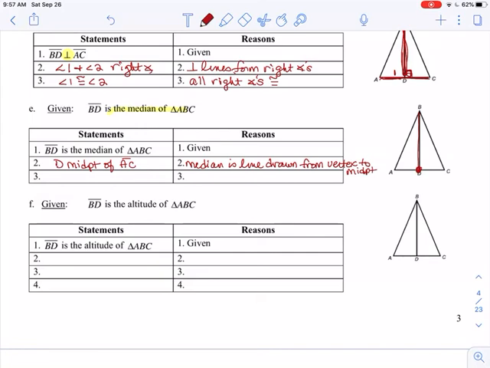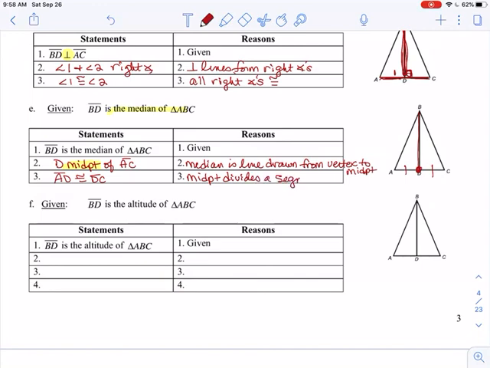The first step is just to repeat that given. BD is the median of triangle ABC. The reason: given. Now, since it's a median, that makes D the midpoint. D is the midpoint of AC. What's the reason? A median is a line drawn from the vertex to the midpoint. But now I have another key word, midpoint. If D is the midpoint, then that means it's cutting AC in half. So I can say that AD is congruent to DC. Reason? Midpoint divides a segment into two congruent segments.